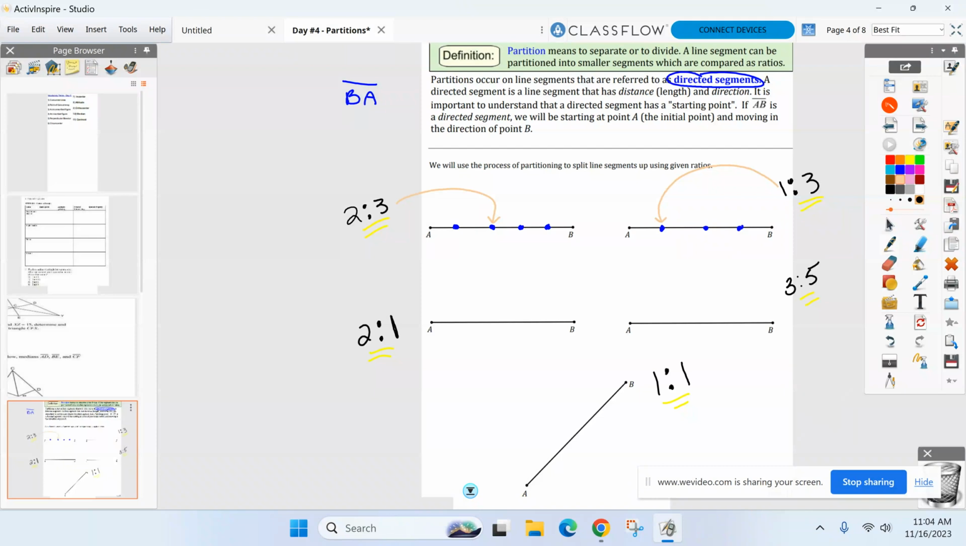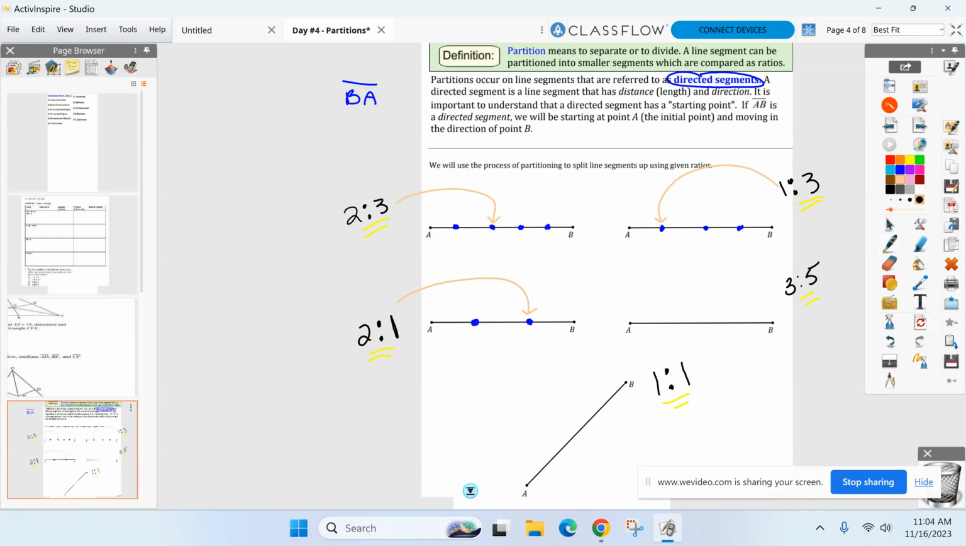All right, 2 to 1. So how many equal parts? Good, 3 equal parts, right? This was our median yesterday. And our centroid? So 2 to 1 would have been that point.